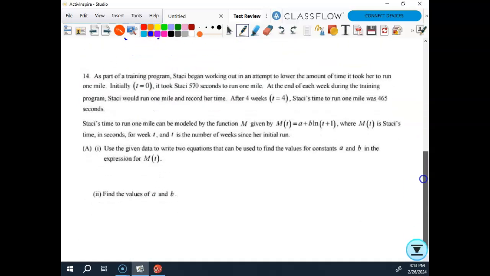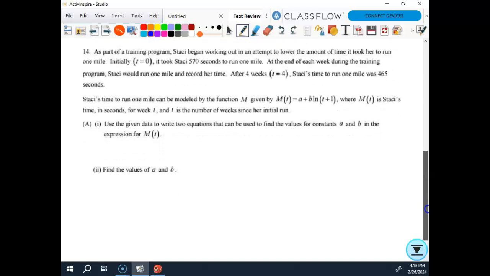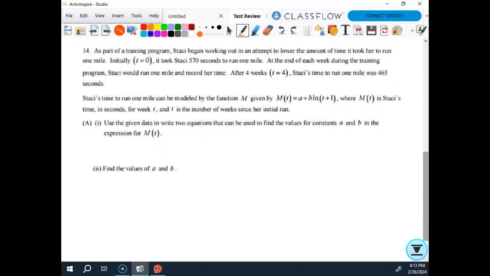All right. Let's look at 14. As part of a training program, Stacy began working out in an attempt to lower the amount of time it took her to run 1 mile. Initially, T equals 0. It took her 570 seconds to run 1 mile. At the end of each week during the training program, Stacy would run 1 mile and record her time. After 4 weeks, Stacy's time to run 1 mile was 465 seconds. Stacy's time to run 1 mile can be modeled by this function. And notice this is T plus 1, not just T. Where M of T is Stacy's time in seconds for week T, and T is the number of weeks.